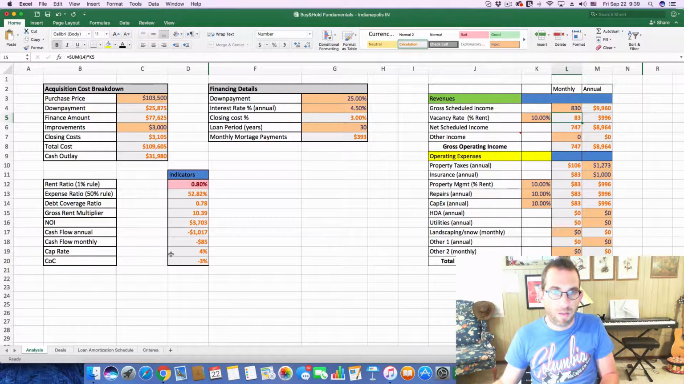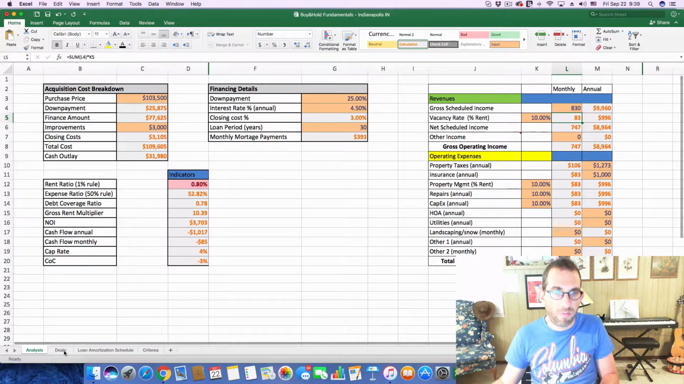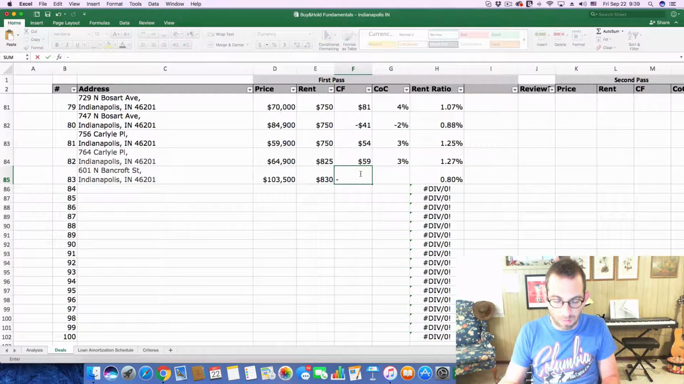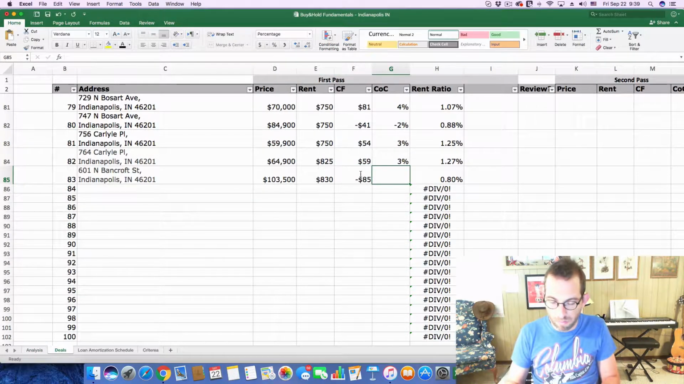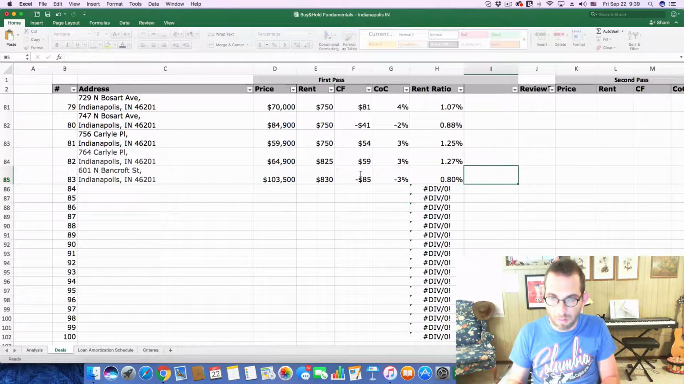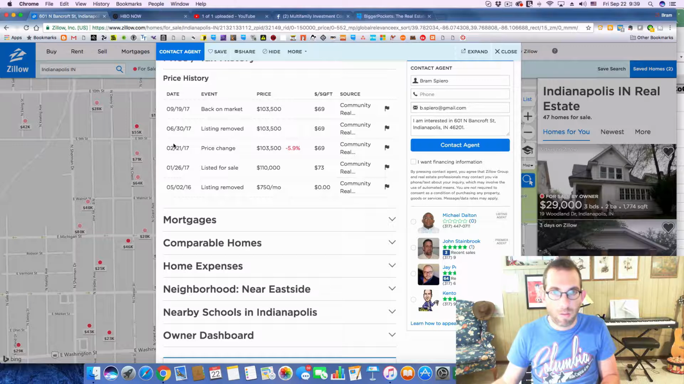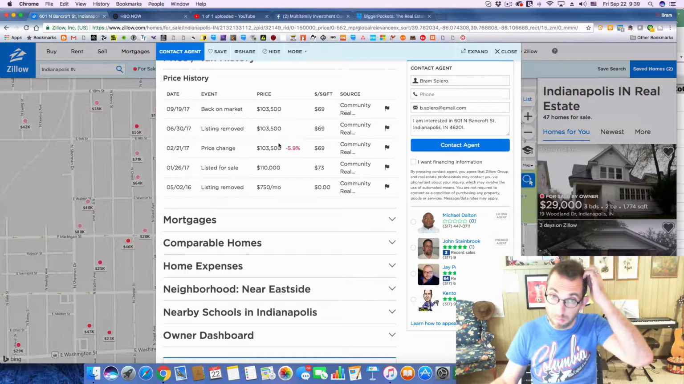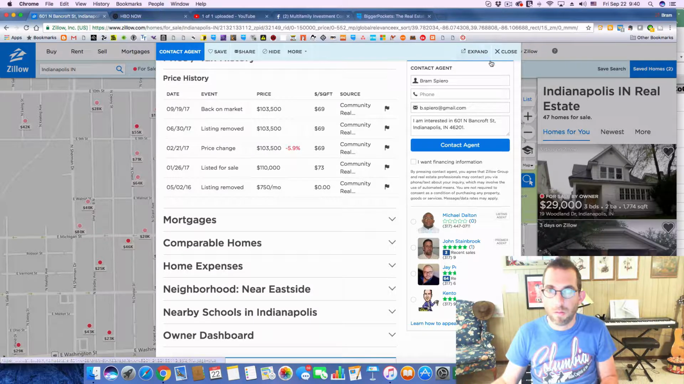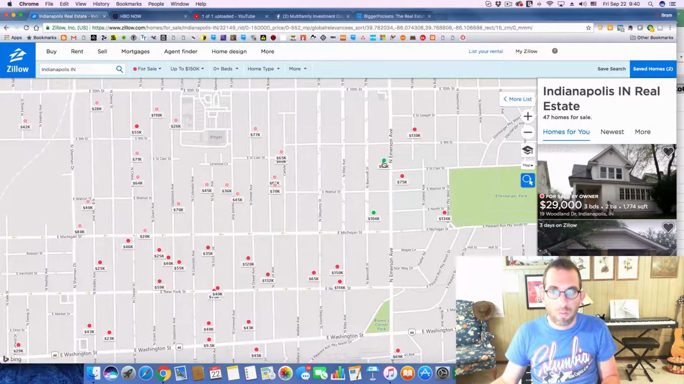Taxes, I'm going to leave them like that. Probably negative 85, negative 3, 85, negative 3, no taxes. Okay. What about this one?